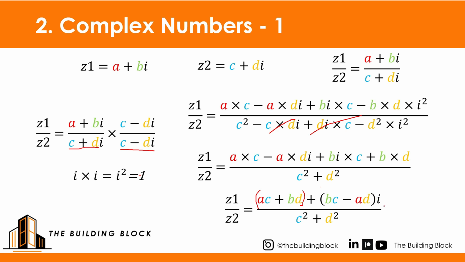Multiply by the conjugate. Simplify using i squared equals minus 1 and rearrange. And that's the foundation of complex numbers.